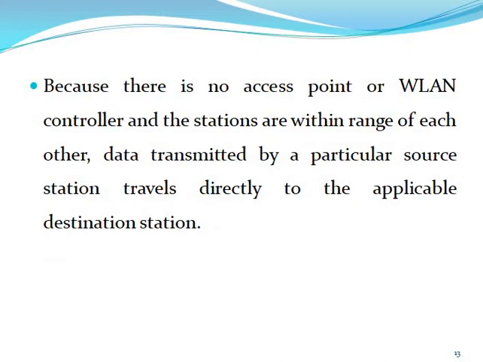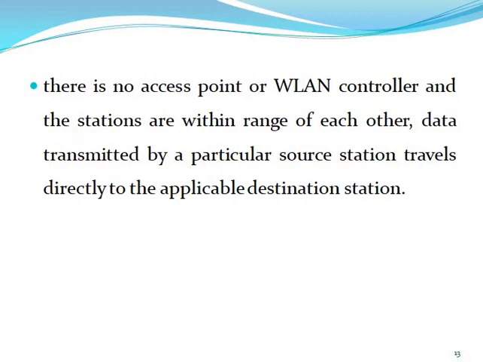Because there is no access point or wireless LAN controller and the stations are within range of each other, data transmitted by a particular source station travels directly to the applicable destination system. So the stations within some range of each other, the data from a particular source will travel directly to a particular station, and that station directly transmits the data to another. So this is the importance of the wireless LAN.